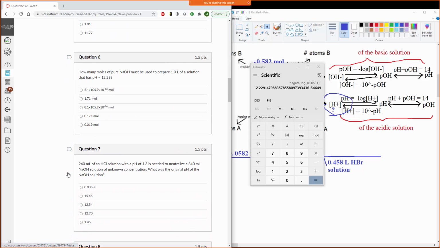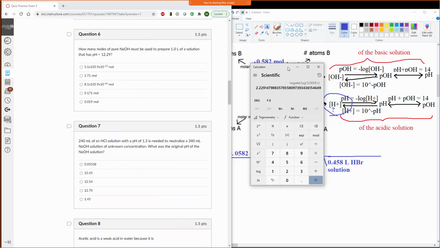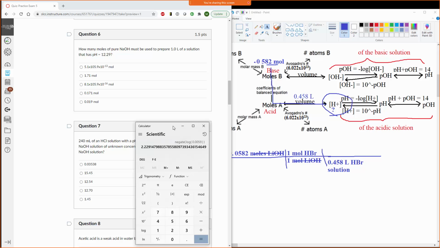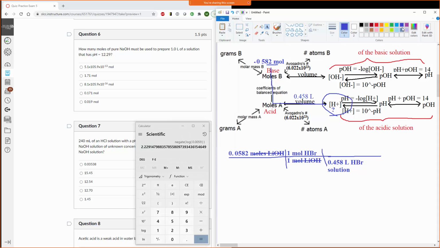Okay, good. Question 6. How many moles of pure sodium hydroxide must be used to prepare a 1 liter solution that has a pH of 12.29? Again, you can use the roadmap. You can say, look, they gave me the pH of a base and they want to know the moles. So, all right, this is the basic section, pH of the base, and they want to know the moles of the base.